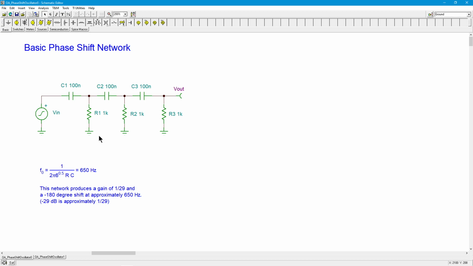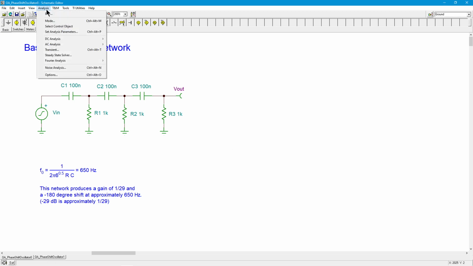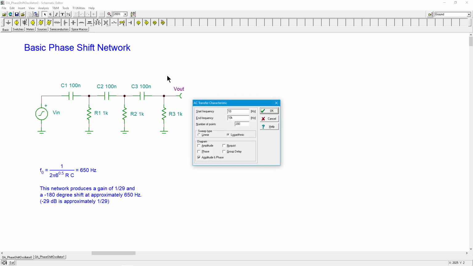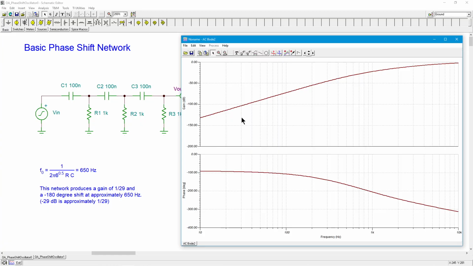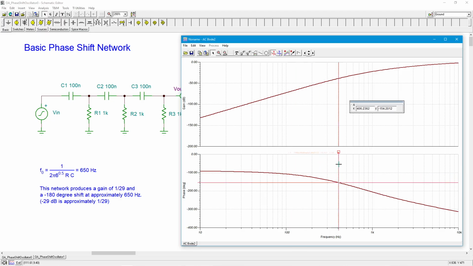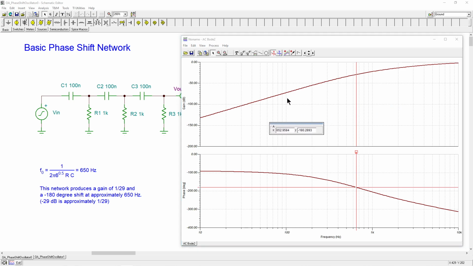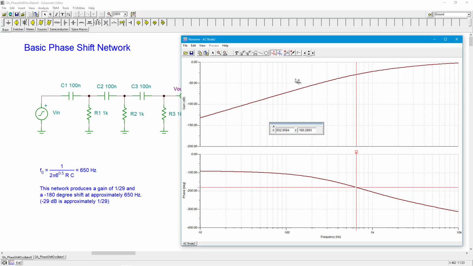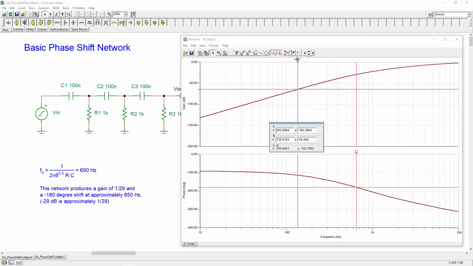So let's do just a simple Bode plot on this thing, just to verify. And this works out to, if you do the calculation, about 650 hertz. Okay, so on top we have our gain, on the bottom we have our phase. I'm going to grab a couple of cursors here. So the first thing I want to do is find where this thing hits negative 180 degrees. Let's see, there's 180.6, 180.2, 190, it's right around here somewhere. Okay, now I'm going to go up and grab another cursor and find out what the gain over there is.